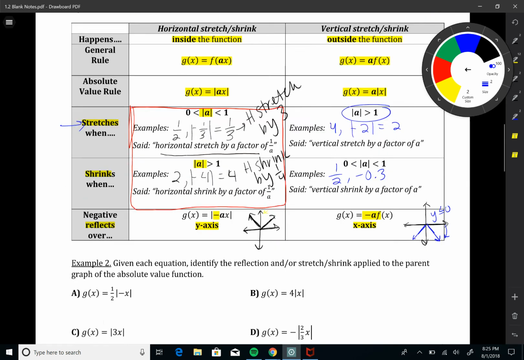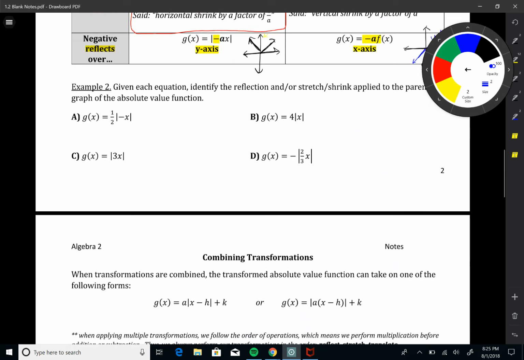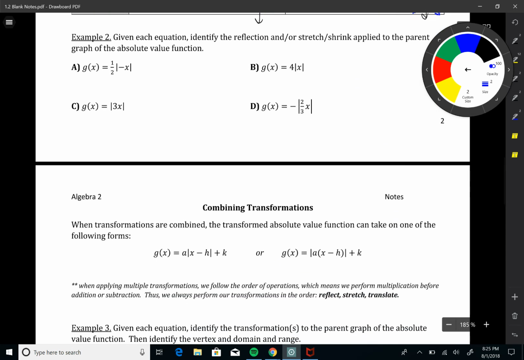All right, I'm going to go through some examples. Any examples I do not do or do not get to tonight, we are going to finish together in class tomorrow. So here we go. We are basically identifying the reflection and/or the shrink or stretch that's happening on each of these graphs.